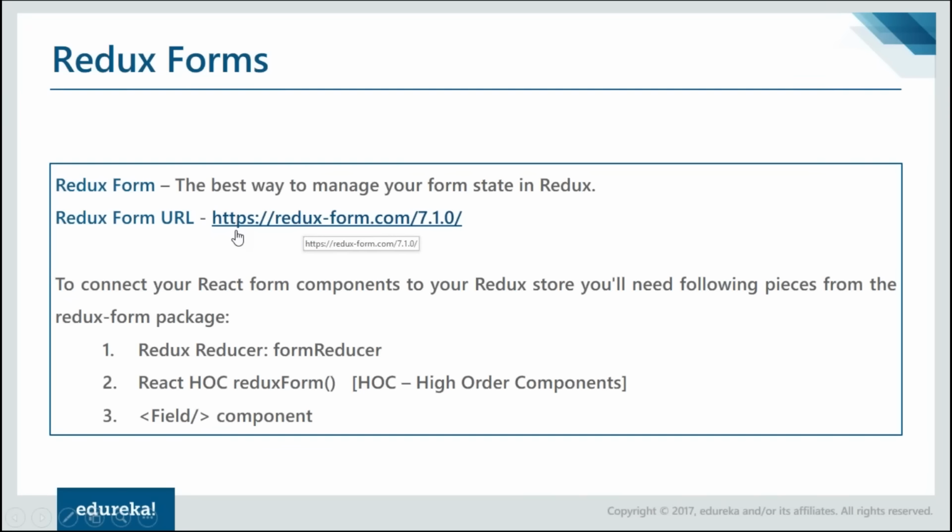To connect your React form components to your Redux store, we have two separate things here. First is the React form components, and second we have the Redux store. We are going to combine all these things to make the React Redux forms. So what do we need? We need the following pieces from the Redux form package, the npm package which we talked about. These three things are required. The first thing is the Redux reducer, that is the form reducer. The second one is the React HOC, the reduxForm method. HOC is nothing but higher order components. And the last part is the Field component. Now, what are these? We'll see in the next slide.